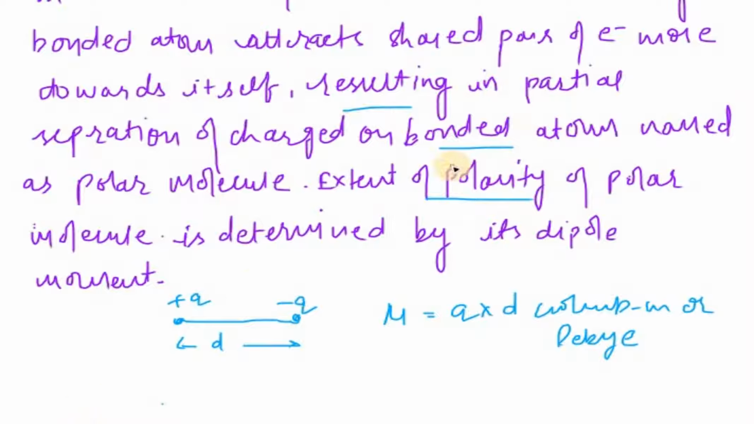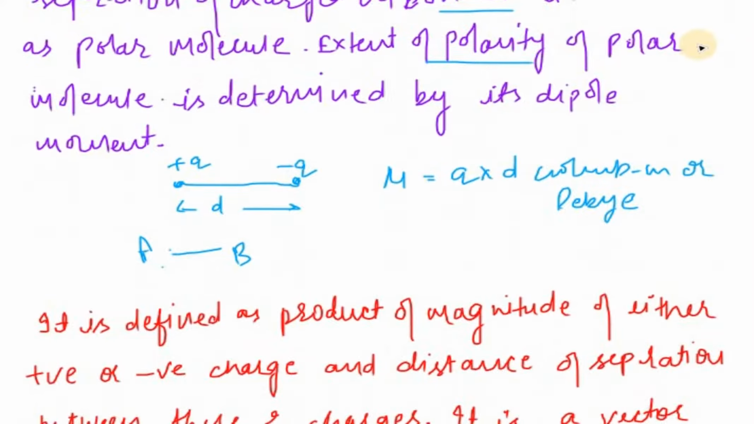So let's say we have a molecule where A is forming a bond with B. In that case there is a separation of charge: here delta negative and here delta positive. That's how the charge is separated when we have a covalent bond and the electronegativity of A is greater than the electronegativity of B.